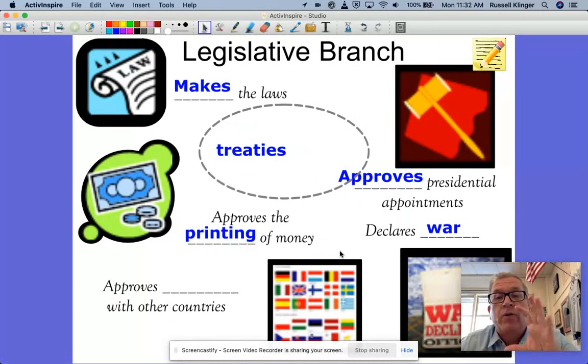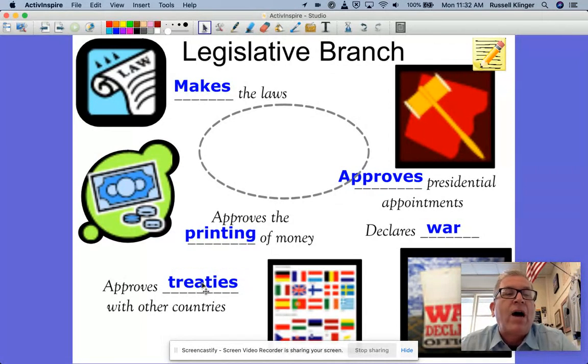Declaring war is not made by one individual, it's made by the representatives of the people collectively. And lastly, probably one of the other most important powers is the power to approve treaties. A treaty is an agreement between two nations. Sometimes it can be a peace treaty, sometimes a trade treaty, an agreement with another nation for a trade negotiation. So these are the fundamentals, and if you're looking at your notes, they're listed in order.